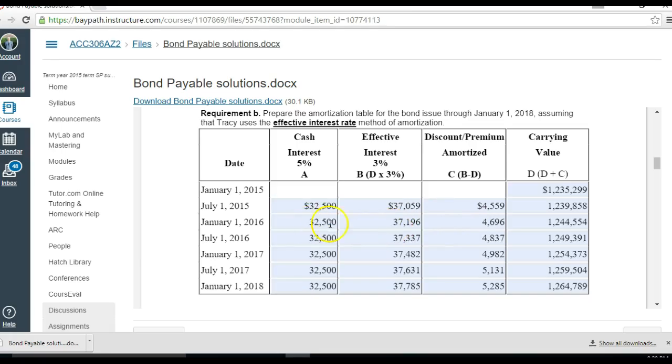Subtract that from the $32,500 and your discount is $4,696. And so on. Follow this schedule. The $4,559 plus $4,696 plus $4,837 plus $4,982 plus $5,131 plus $5,285 will equal the amortization of the discount.